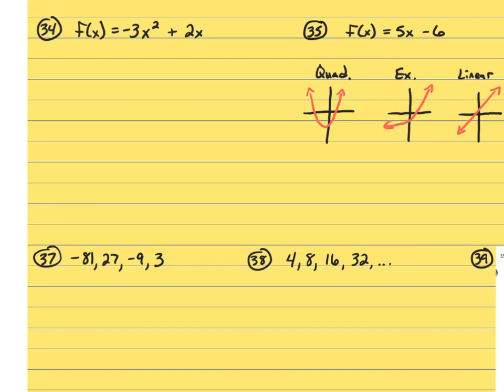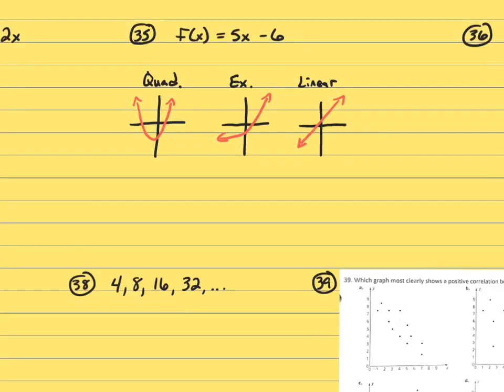Number 34, does it have an absolute maximum or minimum? All you would do is simply graph it on your graphing calculator, and I believe this one is going to look something like this, which means the vertex is at the highest point, and since it's at the highest point, that is a maximum. So this one has an absolute maximum.